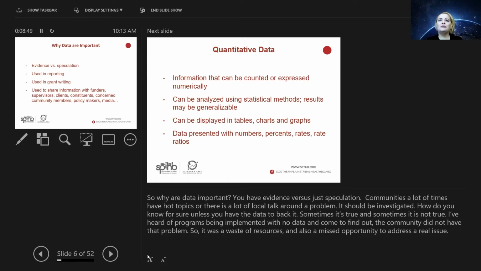I've also had a community that didn't use data and implemented a program, and that wasn't the problem in their community. And it was really sad because they had the opportunity for funding to address an issue, and they wasted the resource on an issue that didn't exist.